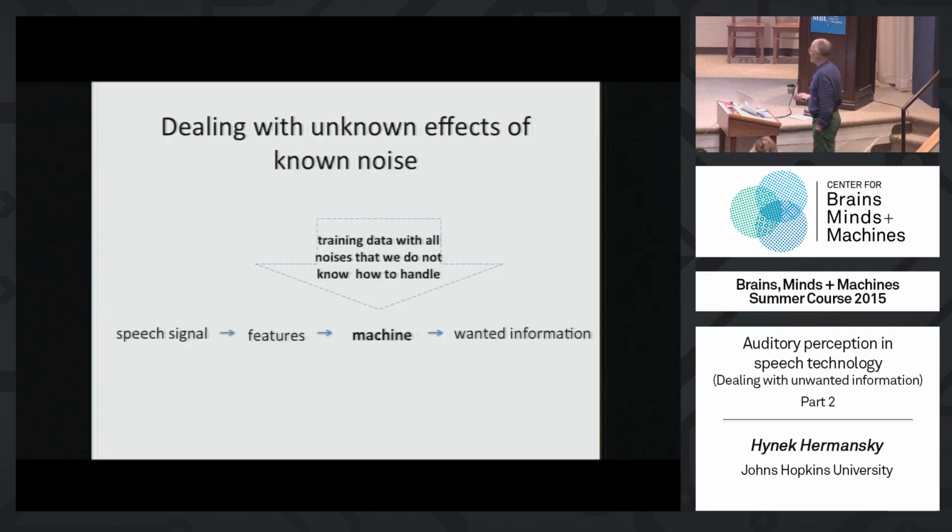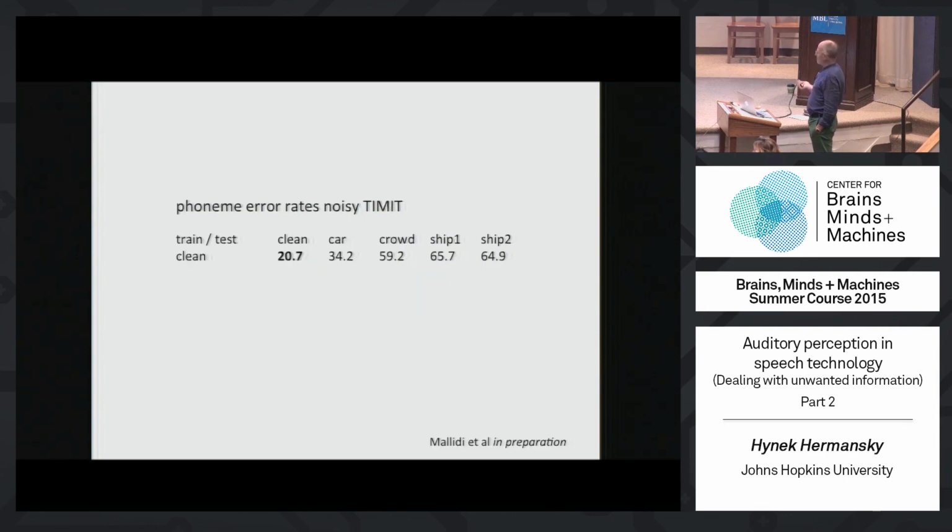I say train the machine on that. Here is one example, right? You have a phoneme error rate, noisy TIMIT. If everything is good, clean training, clean test, you have about 20% phoneme error. This is kind of a state-of-the-art, reasonable result. But once you start adding noise, things quickly go south.